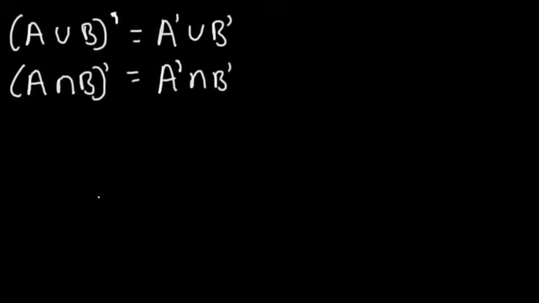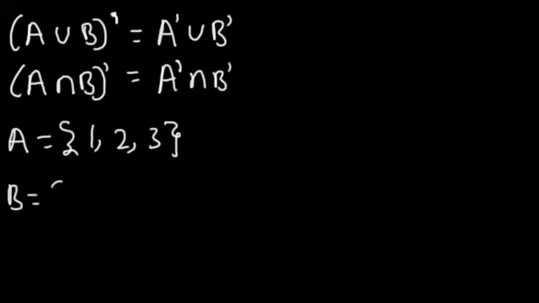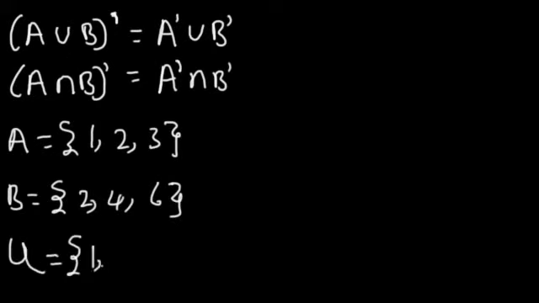But let's try to check it out using some examples. Let's say A is a set and it includes 1, 2, 3. I'll make it short. Then B is also a set and it includes 2, 4, 6. And the universal set is a set that includes 1, 2, 3, 4, 5, 6, 7.